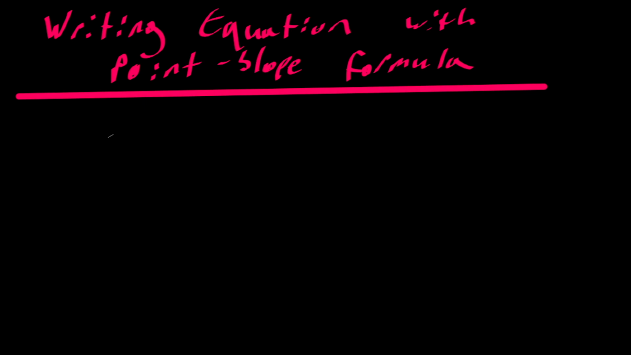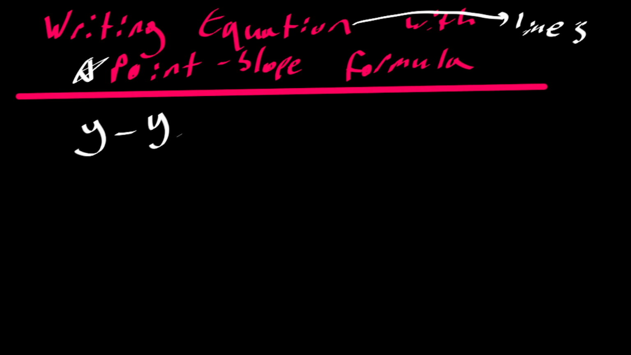In this video we're going to look at writing the equation of a line, using the point slope formula. First let me give you the point slope formula: y minus y1 equals m times x minus x1.